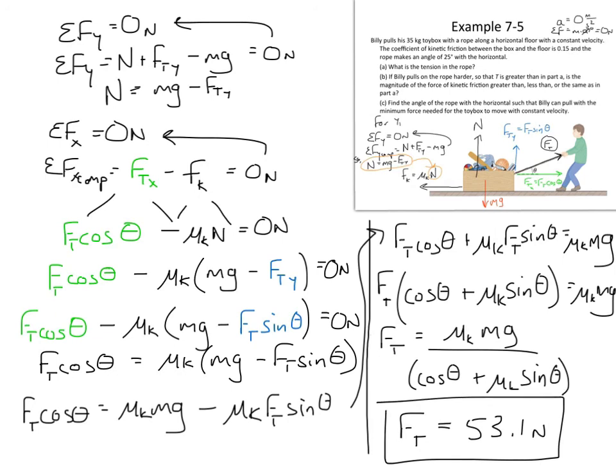The key here is the fact that since his applied force is helping the floor support the toy box, then the normal force is going to be less. Less normal force means less friction force. And so if we account for all those things, we can solve for exactly what Billy has to apply to that string in terms of tension. So that's example 7.5. I hope that helps.